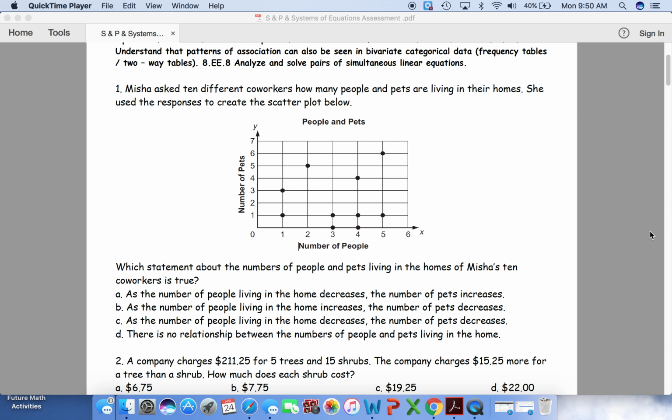A. As the number of people living in the home decreases, the number of pets increases. B. As the number of people living in the home increases, the number of pets decreases. C. As the number of people living in the home decreases, the number of pets decreases. D. There is no relationship between the number of people and pets living in the home. Again, pause the video if necessary and rewind it to hear the question again.